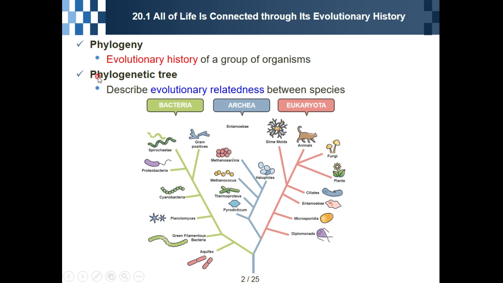Phylogenetic tree, in Korean, we call it 계통수. So the phylogenetic tree describes the evolutionary relatedness between species. For example, plants and fungi are very close to each other. However, plants and cyanobacteria are far away from each other. So based on the phylogenetic tree, we can describe the evolutionary relatedness between species. Okay.